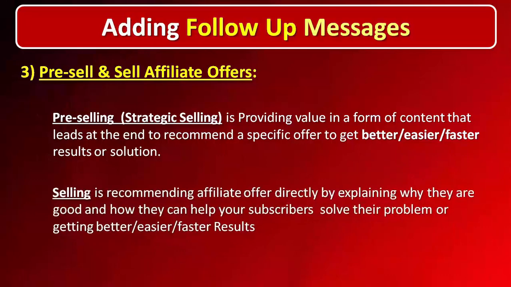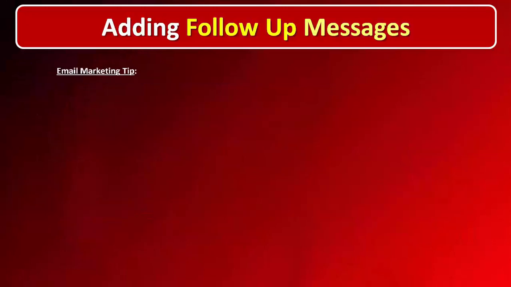And selling, on the other hand, is direct selling. It is recommending an affiliate offer directly by explaining why the product is good and how it's going to help them to solve their problem or get better, easier, or faster results. So this is the direct way of selling. And you're going to combine your selling between pre-selling and selling based on the way that I'm going to explain to you right now. So here's just a few email marketing tips that are going to help you to get good results if you're just getting started.